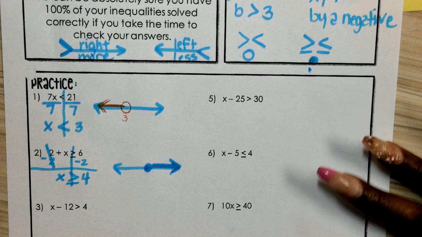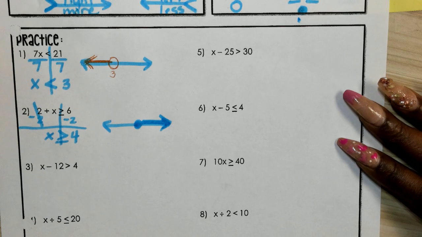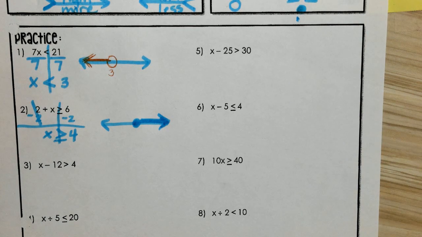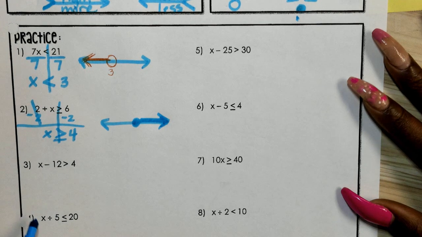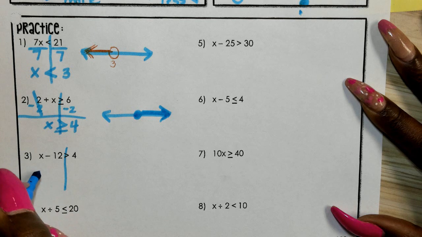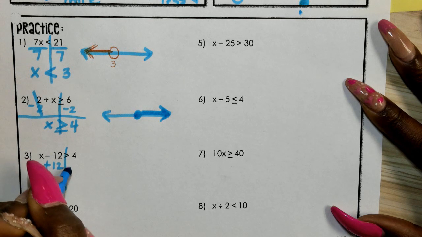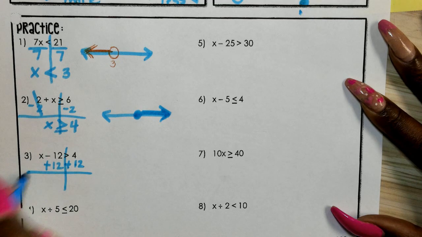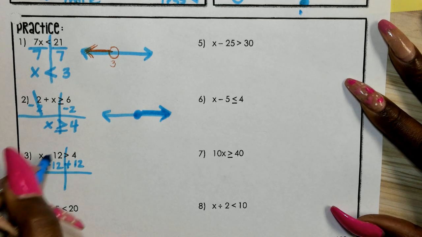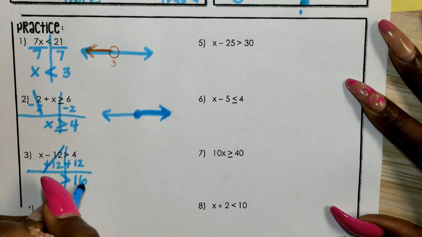Let's try one or two more and then we'll stop there. And I'll leave you with some practice problems on the right hand side to try by yourself. So let's look at these last two really quickly. Again, the same process, same steps. The opposite of take away 12 is plus 12, plus 12. Whatever I do to one side, I have to do to the other side. This cancels out. So x is greater than 16.